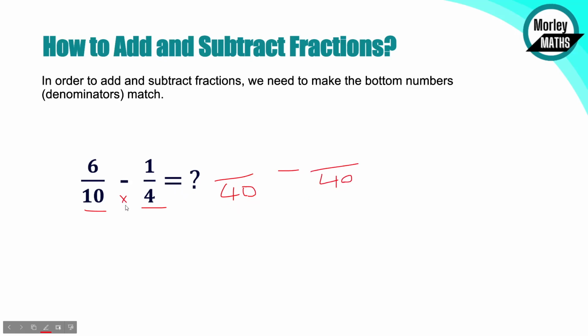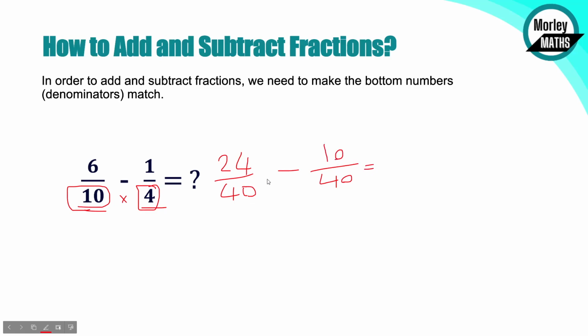So whatever we've done to the bottom numbers to turn them into being out of 40, we need to do the same to the top number. So for example, to turn this one into being out of 40, we times it by 4. So we're going to have to do the same with the 6. So 6 times 4 is 24. And likewise with the other one, we actually times the 4 there by 10. So we're going to have to do the same with the top number. So 1 times 10 is 10.